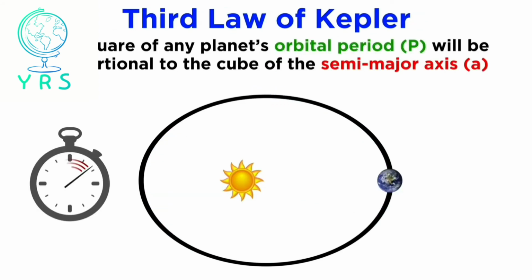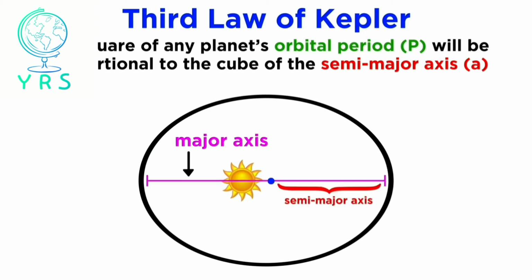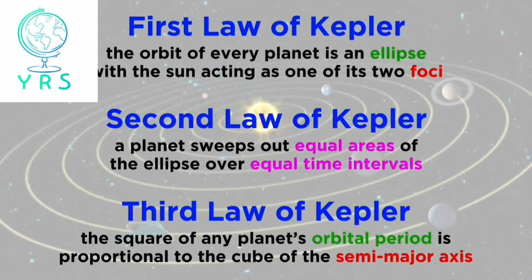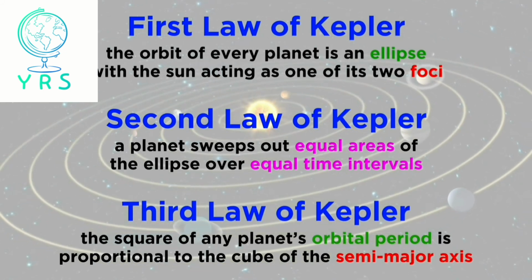Now the third law of Kepler states that the square of any planet's orbital period is proportional to the cube of the semi-major axis. In simple words, the square of the time period is proportional to the distance cubed, where the time period is denoted by T in our books, and the distance is given here by a, which in books is used as R. So T squared is directly proportional to R cubed. These are Kepler's three laws of orbits.